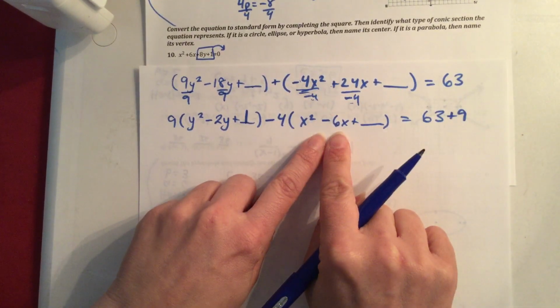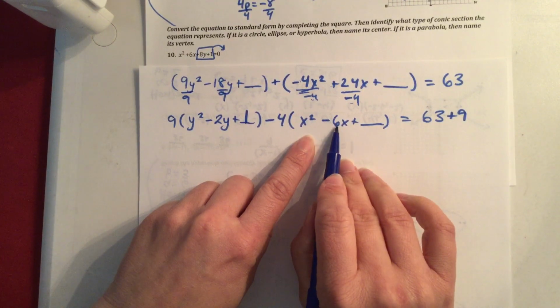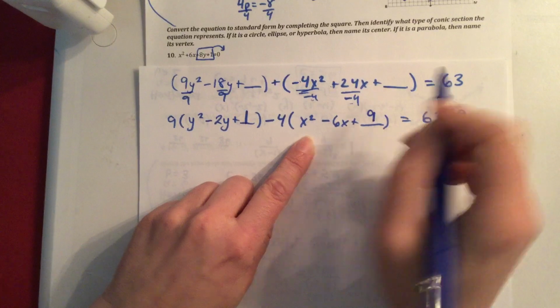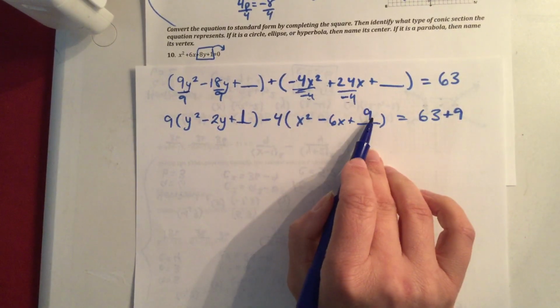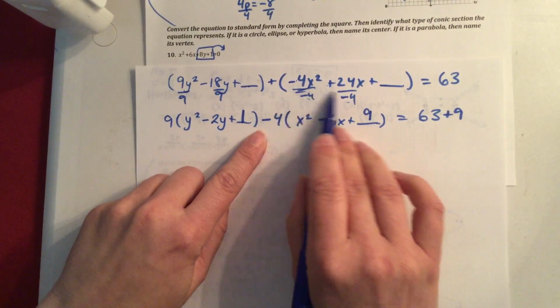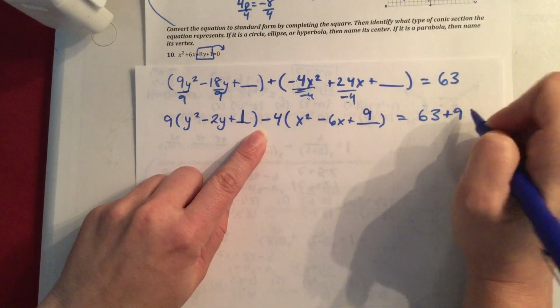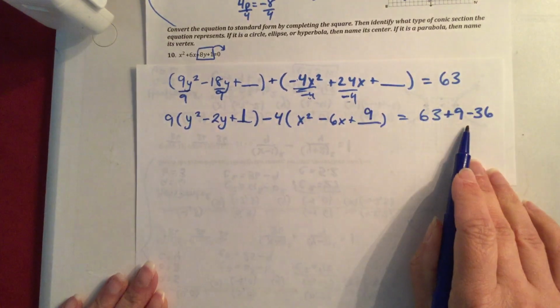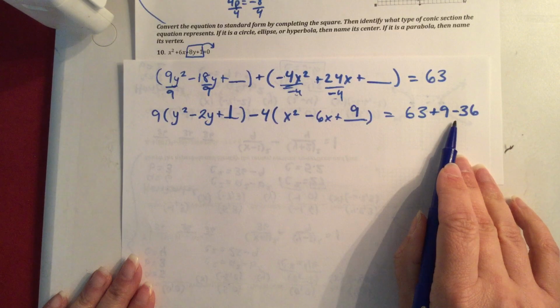Now I'm going to complete the square here. -6 divided by 2 is -3. -3 squared is 9. This -4 goes with the 9. So -4 times +9 is -36. So I do need to minus 36 over here to keep it balanced.